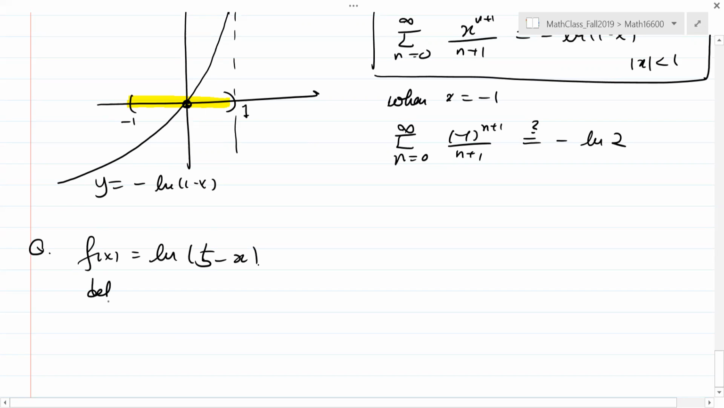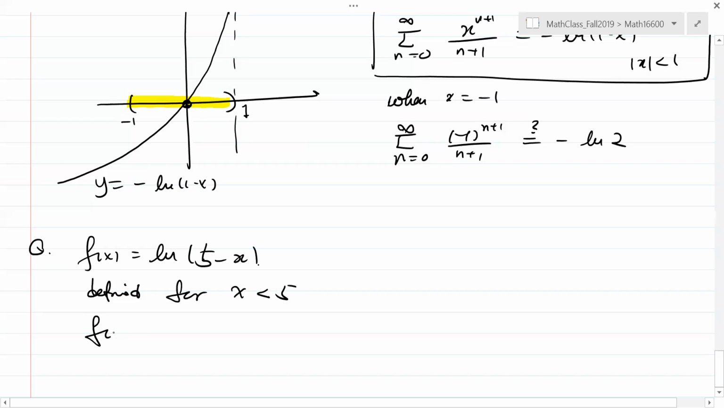It's defined for x less than 5, right? It's always defined for x less than 5. So for any number less than 5, at any number, can I find a power series representation?